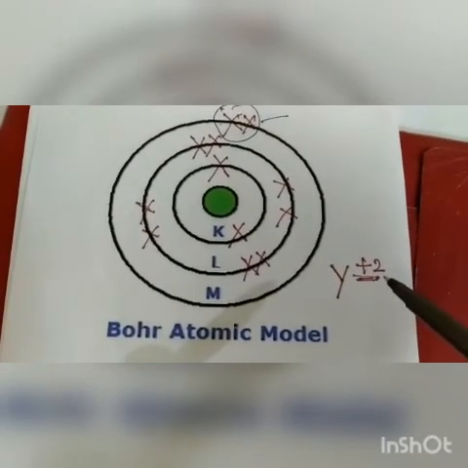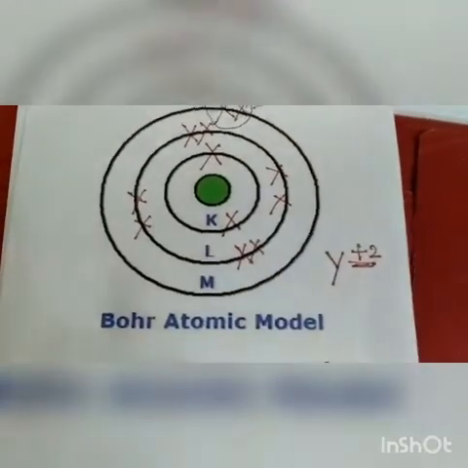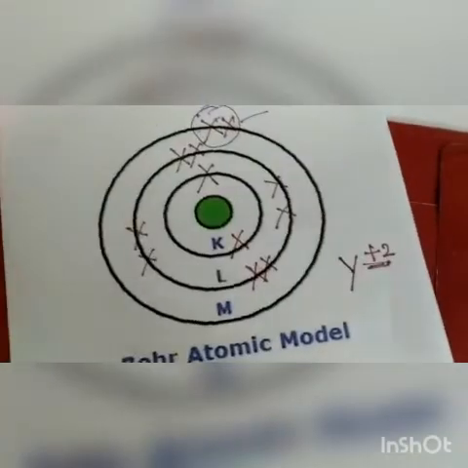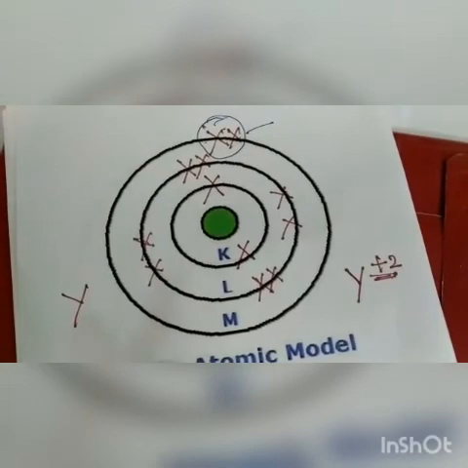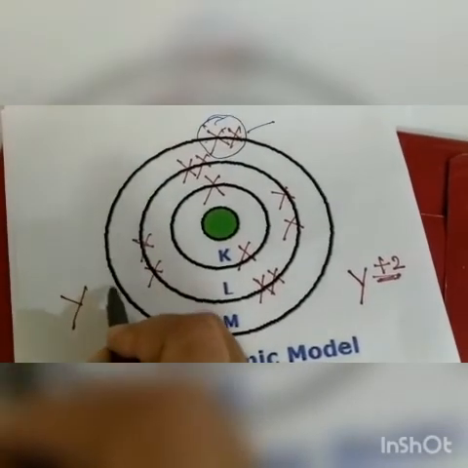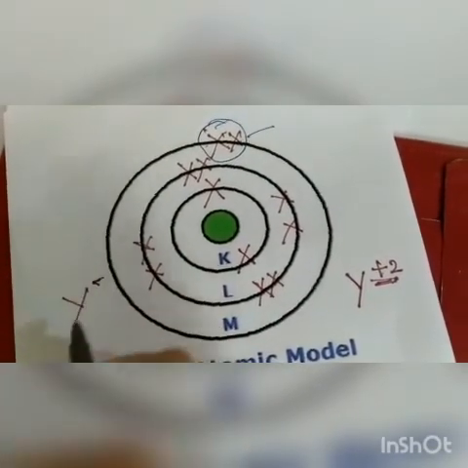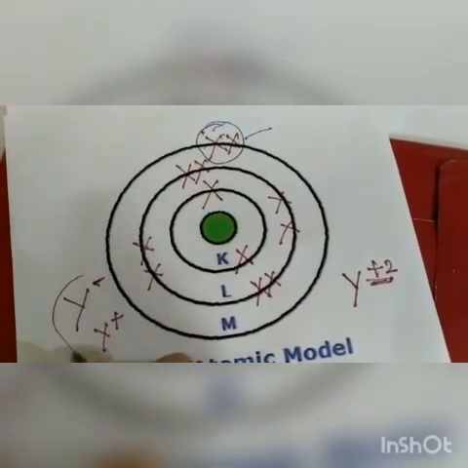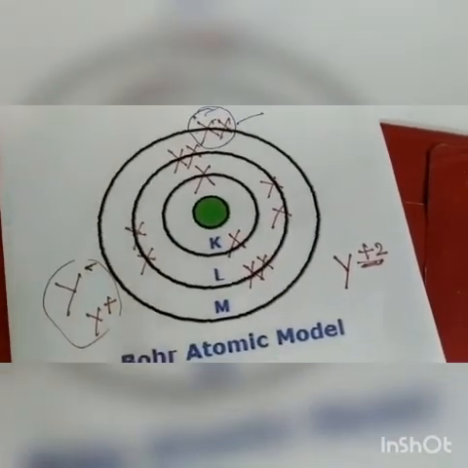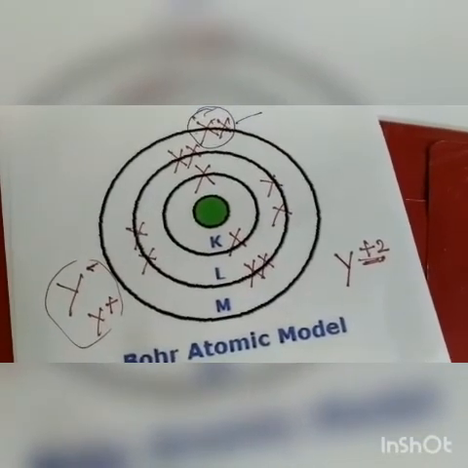Now students, see here, this is called a neutral atom because it doesn't have any charge. But if it has a charge, whether minus or plus, then it is called an ion.